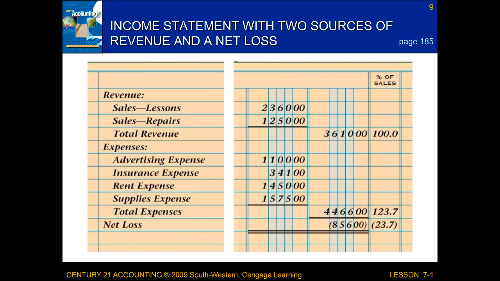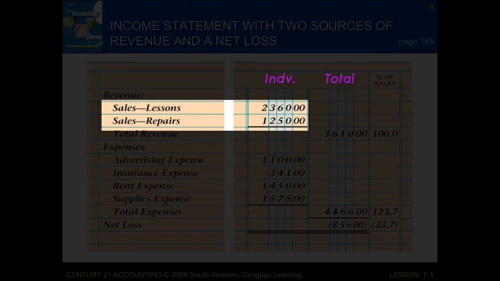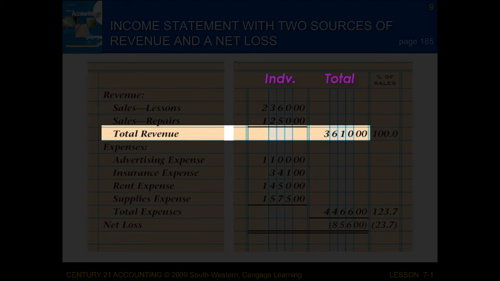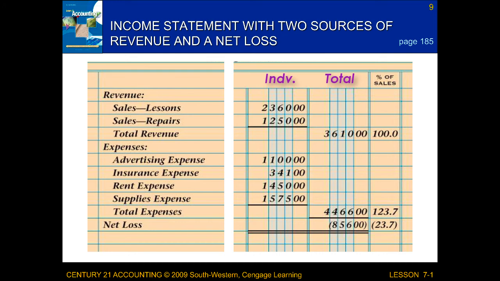Here is an income statement that actually has multiple sources of revenue and a net loss. So before we were only dealing with one type of sales, so we got to dump it into the totals column right away. In this case, there are two types of sales, so it looks exactly how we did our expenses before. We listed the individual types of sales, and then we had the separate total revenue line, and the total got dumped in the total column on the right. Expenses looks exactly the same as how we were doing it.